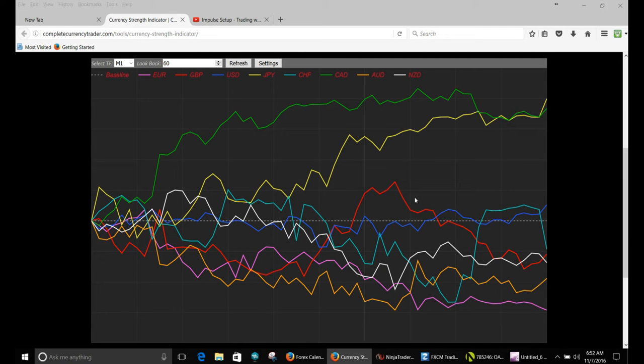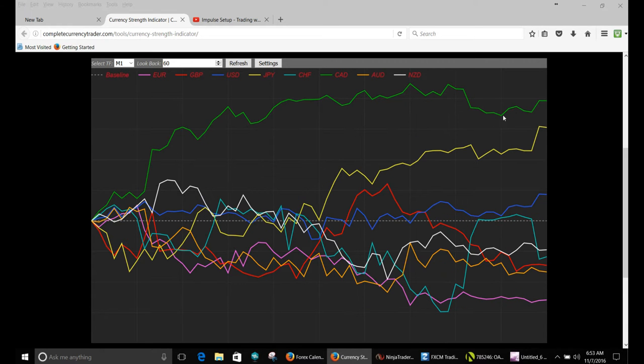Anything above the 0 line is the stronger pairs, and below the 0 line are the weaker pairs. And then when they're close together, like I said, these two are probably not doing anything. Now you got some more Canadian strength here. But for the most part, the euro is the weakest pair at the moment. All right, there's a little bonus there.